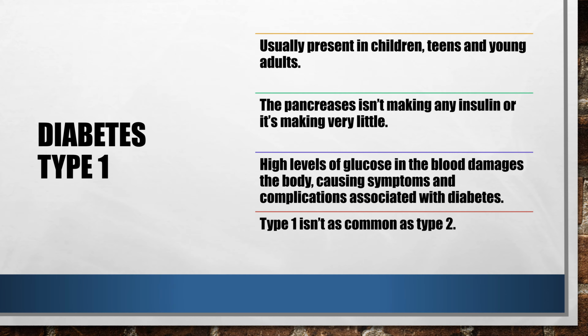Diabetes type 1. This type of diabetes is usually present in children, teens, and young adults. And in this form of diabetes, the pancreas isn't making any insulin, or it's making very little insulin, which thus causes there to be high levels of glucose in the blood, which damages the body, causing the symptoms that you see in diabetes type 1. Type 1 isn't as common as type 2.